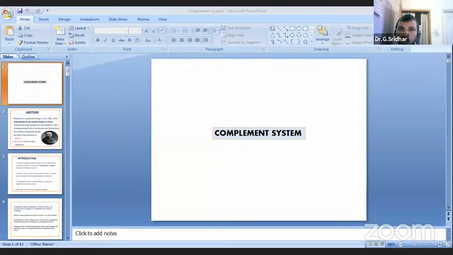Today we will discuss what the complement system is, what the different types of complement proteins are, and what the different pathways in the complement system are, like the classical pathway, the alternative pathway, and the lectin and mannose pathway. These are the three pathways we will discuss. Most of today we will try to discuss the classical pathway elaborately.